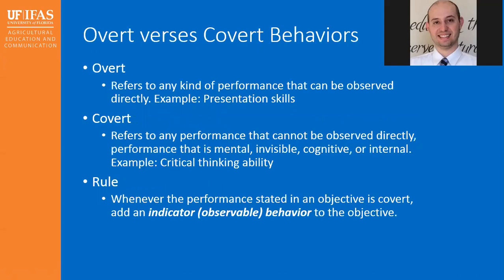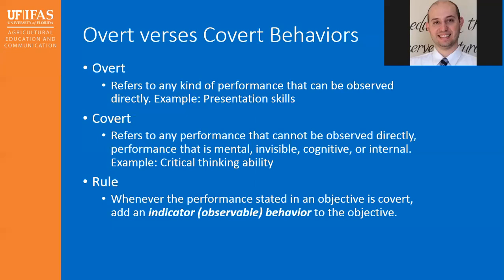So one of the things that you want to consider when developing your objectives is the behavior or skill that you're looking at or knowledge base: overt or covert? Overt refers to any kind of performance that can be observed. So for example, presentation skills. Covert refers to any performance that cannot be observed directly, performance that is mental, invisible, cognitive, or internal. So for example, critical thinking ability. That's something that you can't necessarily see transparently.